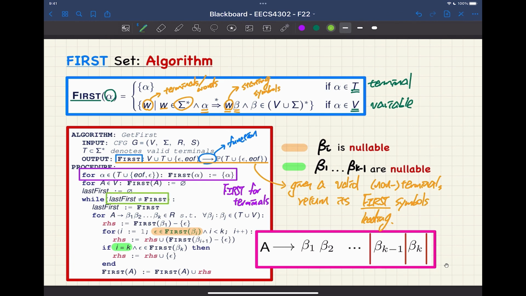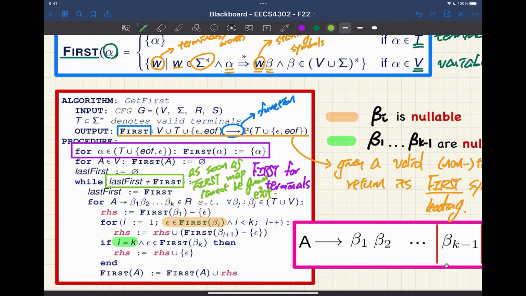You can think about, as soon as the first map cannot be grown, and then you exit from the loop. Okay, that's kind of the inside. But let's take a look at what you're supposed to do when you actually calculate it. Let's go over quickly and we'll do one example.